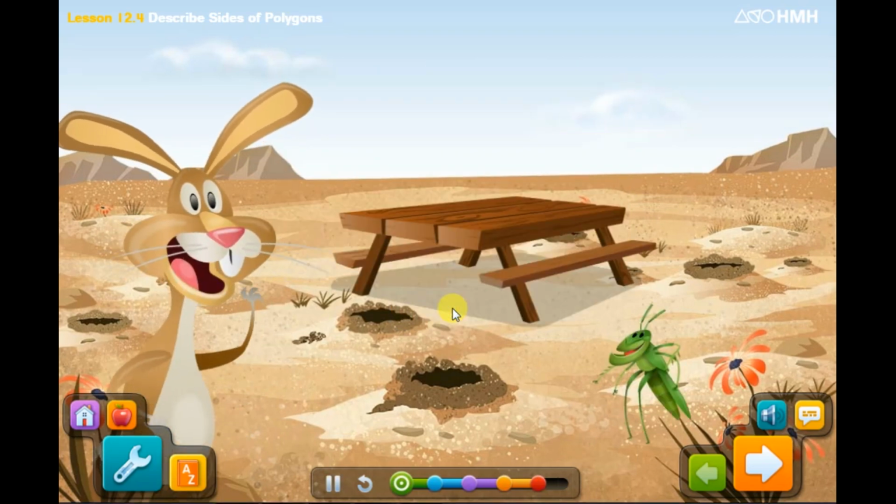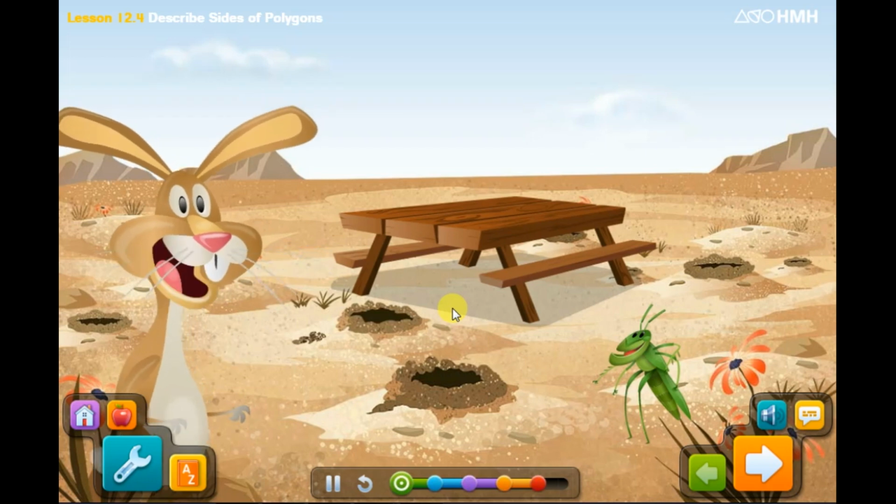Hello, Rabbit. Hi there. Gable and I were looking at this picnic table. We noticed that one of the boards is cracked and needs to be replaced. The new board will need to have exactly the same shape as the old board. The person who replaces the board will need to know the shape of each part. How can we describe the front of the board? Let's take a look. The front of the board is a quadrilateral. How can we describe the sides of the quadrilateral?